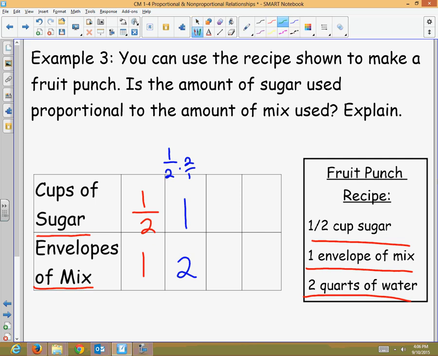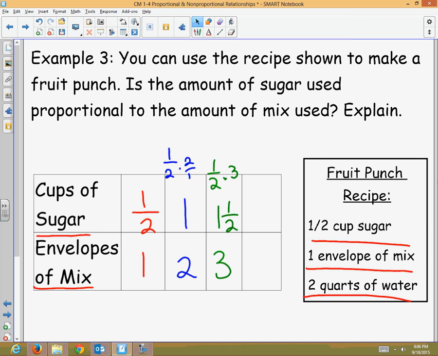What if we had 3 mixes, or 3 envelopes of mix? Take the 1/2 you start with, multiply it by 3. That gives you 3 over 2, which is about 1.5 cups of sugar.